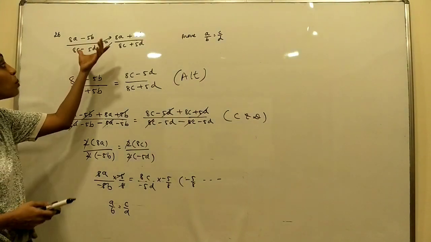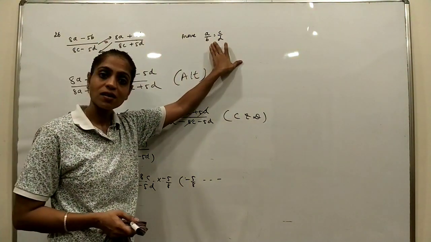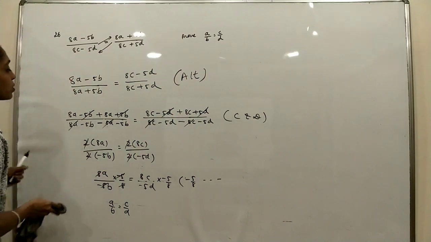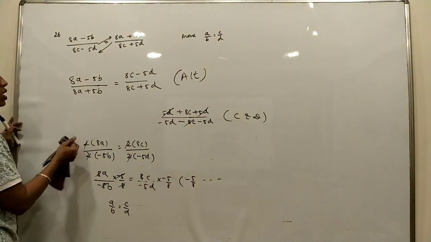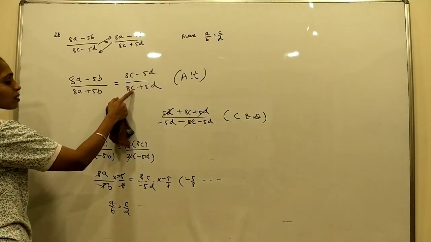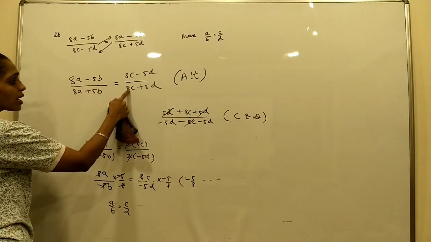Okay. Now from greater to smaller, componendo dividendo. Okay. Actually this becomes very big, and multiply with 8a and 8c.